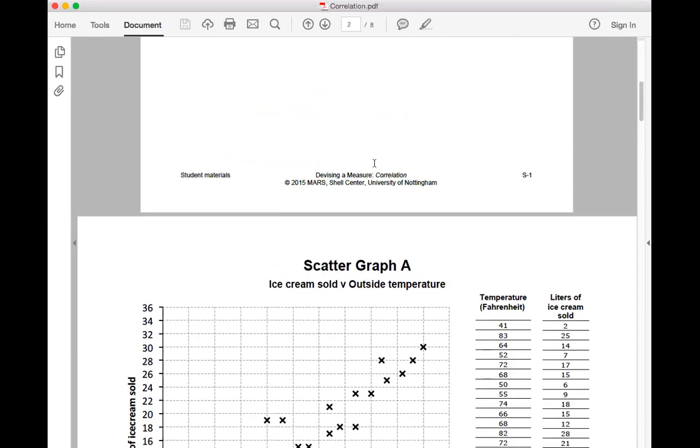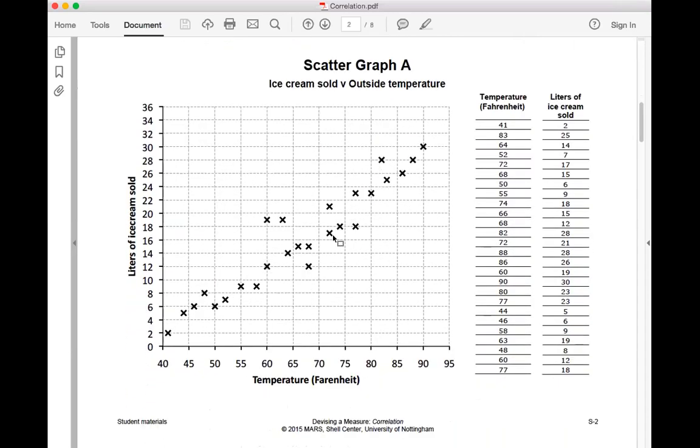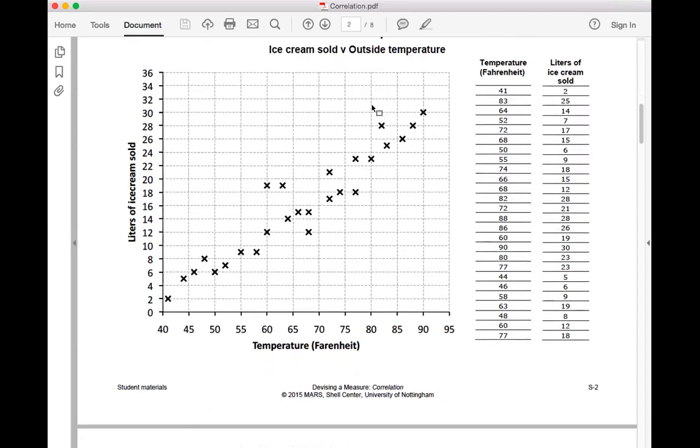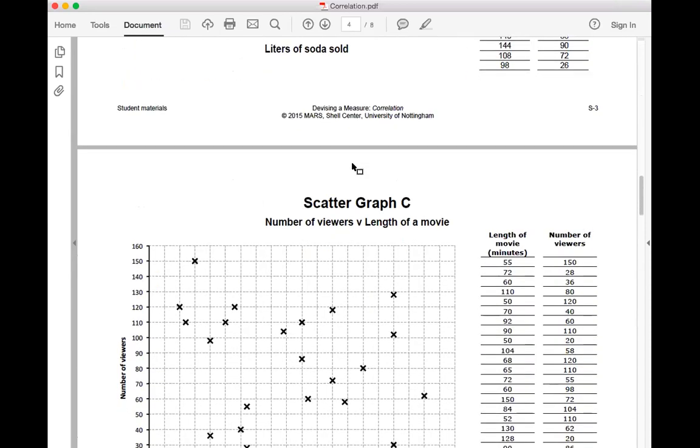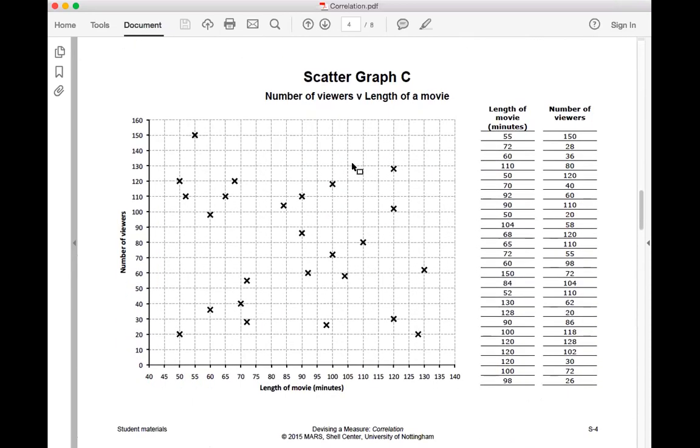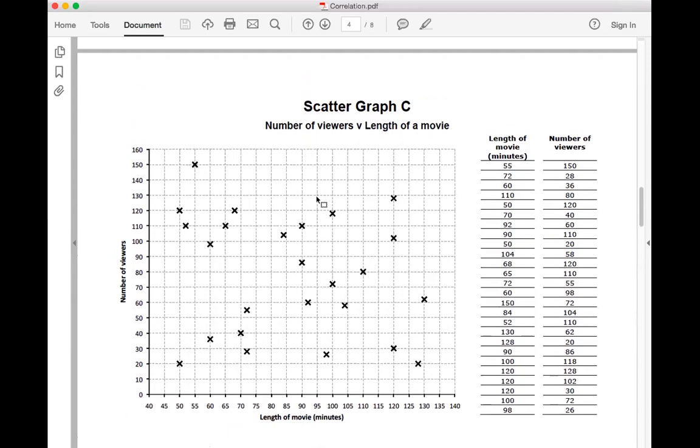If you scroll down, you should see scatter graph A, which is the ice cream sold versus the outside temperature. You should see scatter graph B, the snacks sold versus the soda sold. And you should see scatter graph C, the number of viewers versus the length of the movie. For all of these scatter graphs, you're given the graph itself, but also the actual data, so the coordinates for each of these points.